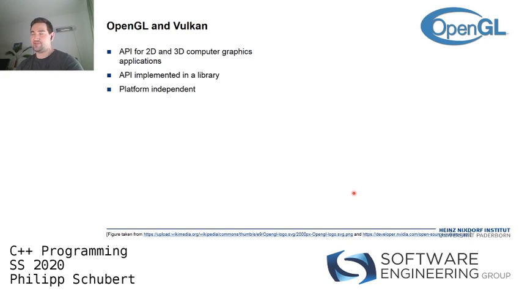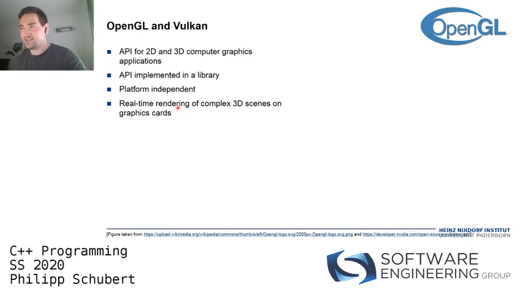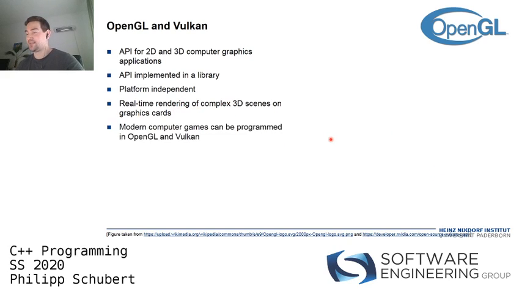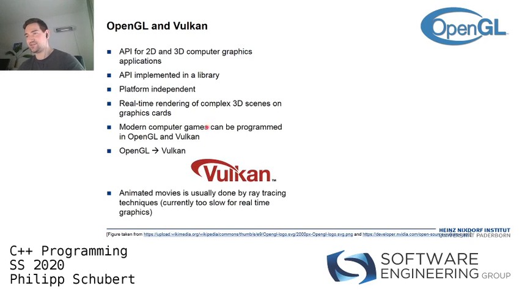It's also platform independent, which is really great. It provides real-time rendering mechanisms of complex 3D scenes, which is then done on graphics cards. Modern computer games can be programmed in OpenGL or Vulkan. Nowadays it's called Vulkan, I already said that. So this is the logo, if you wonder what the logo looks like.